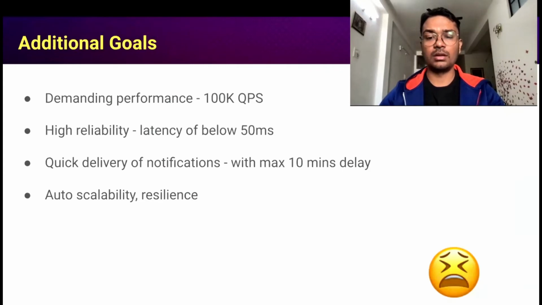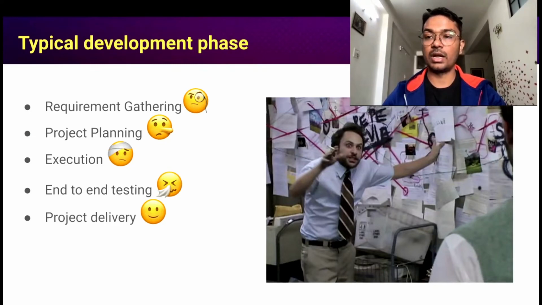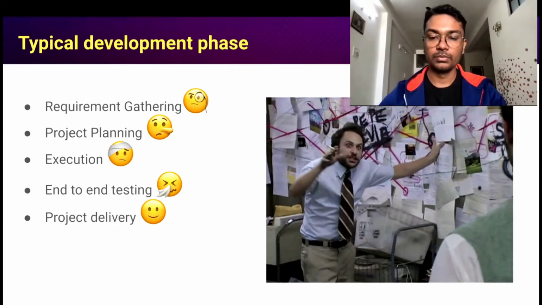Given these additional requirements, there are some more expectations: performance of 100k QPS, latency below 50 ms, quick delivery of notifications within 10 minutes, and auto scalability and resilience. To develop such a solution, we need to follow the SDLC process, which involves requirement gathering, project planning, execution, end-to-end testing, and project delivery.